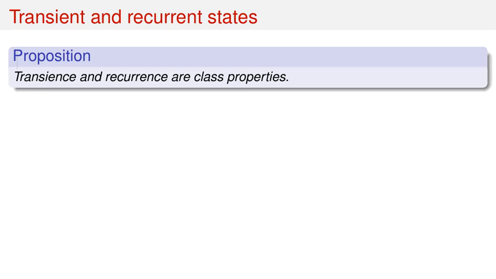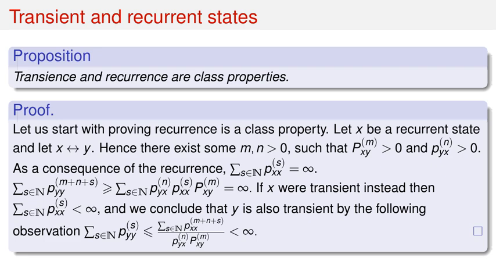Now let's connect this to transient and recurrent states. A key proposition is that transience and recurrence are class properties.